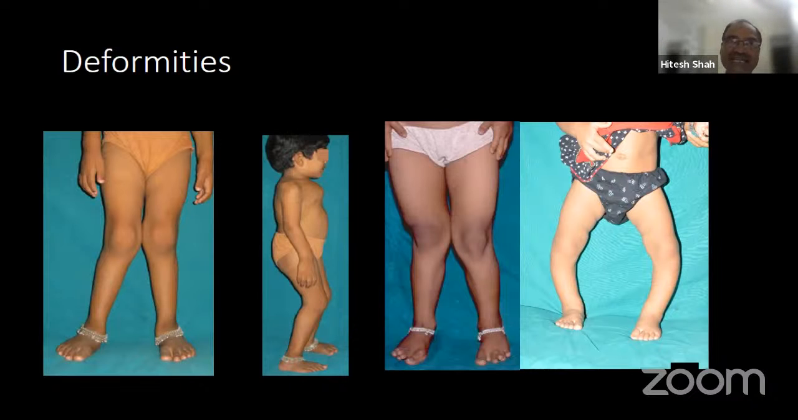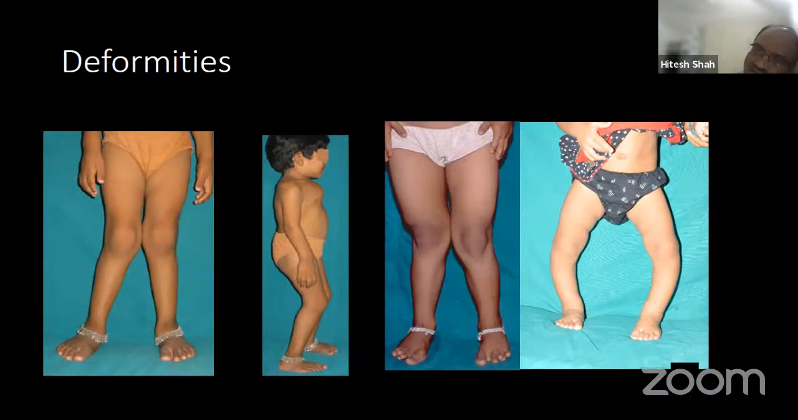Whenever we find asymmetrical genu valgum or genu varum, it is always pathological. Whenever we see genu varum beyond 2.5 to 3 years of age, this is always pathological. Whenever we find genu valgum beyond the physiological age, less than 3 years or more than 7.5 to 8 years, then it is always pathological. Similarly, whenever it is not getting resolved and is progressive, it is always pathological. So in the case of skeletal dysplasia, it will be a pathological deformity of the knee joint.